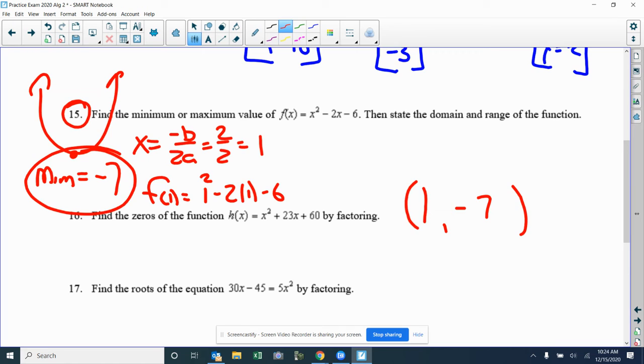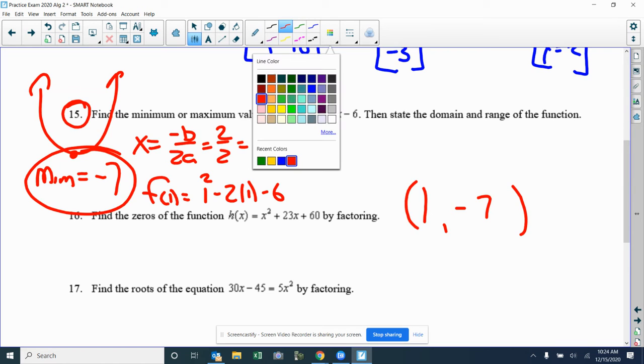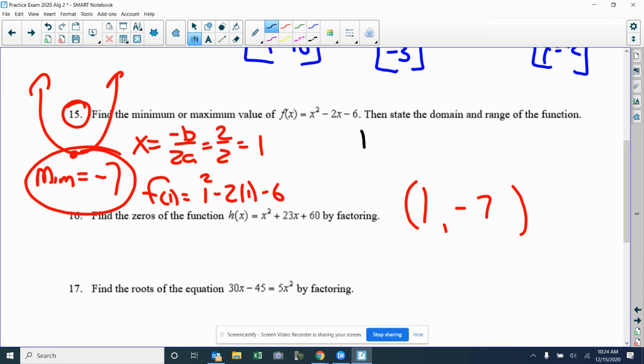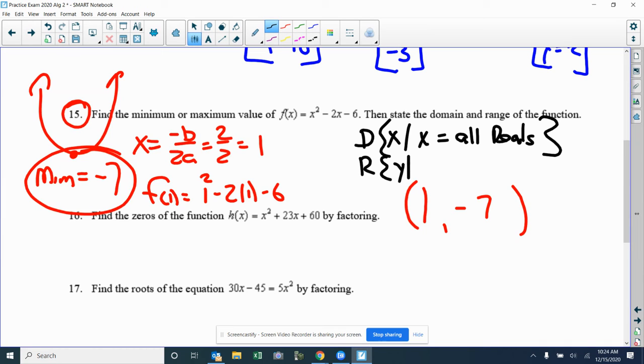-7 is my minimum. Domain, as we've stated, domain: x such that x equals all the reals. Range: y such that y is going to be what? Well, since this opens up, it needs to be greater than or equal to the y value of the vertex, which is -7.